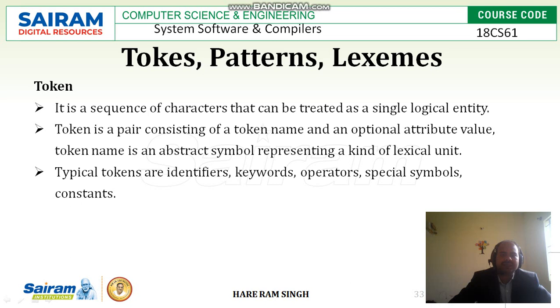Next, let us see about tokens, patterns, and lexemes. A token is a sequence of characters that can be treated as a single logical unit. For example, the keywords if and else. A single set of characters that is considered a single logical unit in the program is considered a token. A token is a pair consisting of a token name and an optional attribute value. The token name is an abstract symbol representing a kind of lexical unit. The different types of tokens are identifiers, keywords, operators, special symbols, constants, etc.